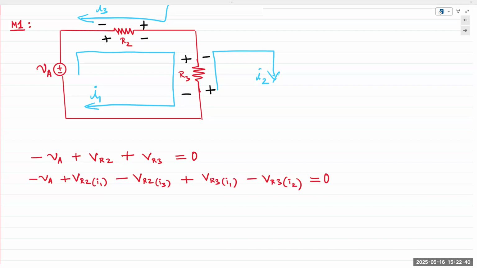If you have a preferred method of applying KVL, you can do so and you will still obtain the exact same equation. There would not be any difference. Okay. All right, so let's explain.